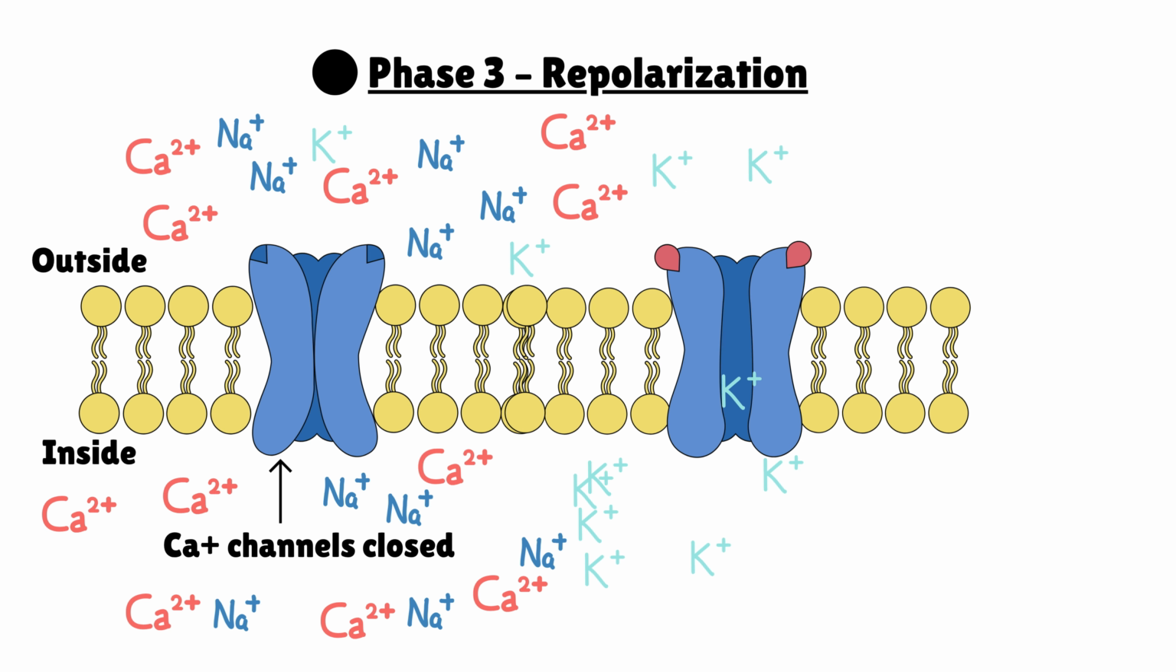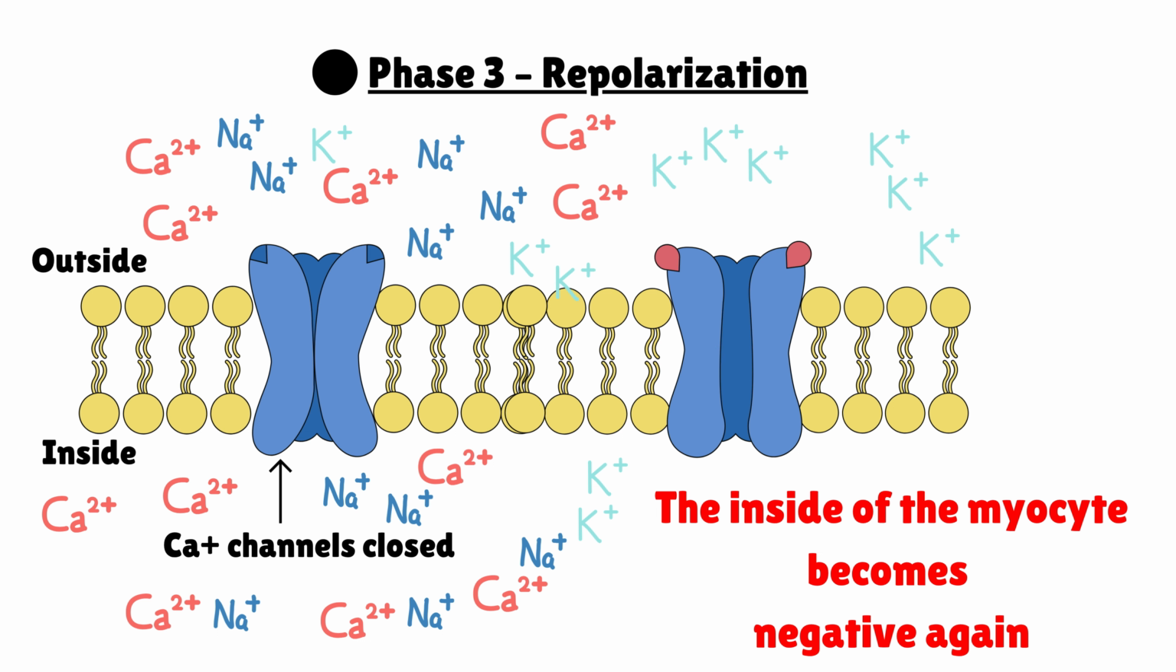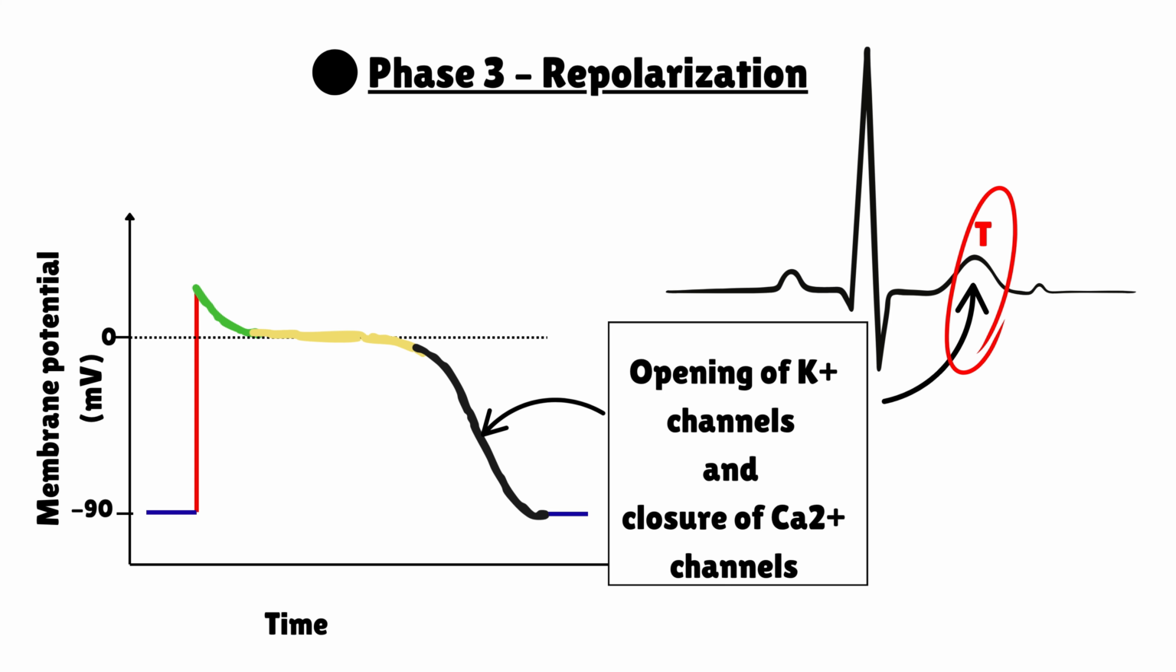Phase 3. Repolarization. Calcium stops entering. Potassium keeps going out. The inside of the myocyte becomes negative again. This lets the muscle relax. This phase creates the T wave on the ECG.